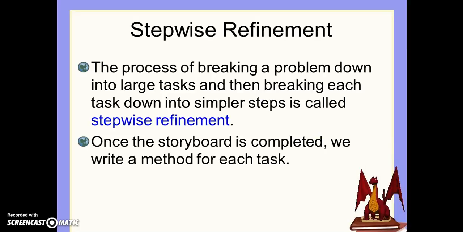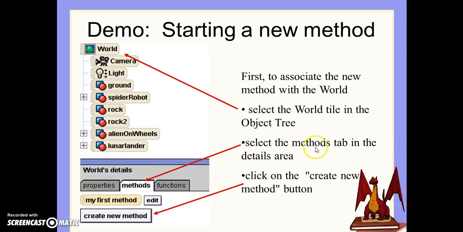This is breaking a problem down into large tasks and then breaking it down even to smaller, simpler steps, and that's what we call stepwise refinement. Now, once the storyboard is completed, we can write a method for each individual task that we want to complete. We can do this in the Alice world by clicking on the world bubble in the object tree.